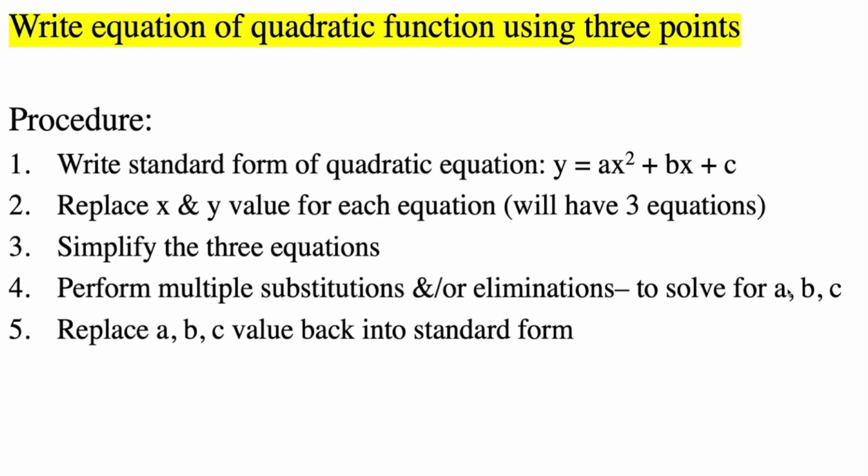The first step says write the standard form of a quadratic equation, which is y is equal to ax squared plus bx plus c. The second step says replace x and y value for each equation, and we'll have 3 equations. Third step says simplify the 3 equations. The fourth step involves using multiple substitution and elimination to get a, b, and c. And the fifth step says once you figure out a, b, and c, just put it back into our standard form equation right here.